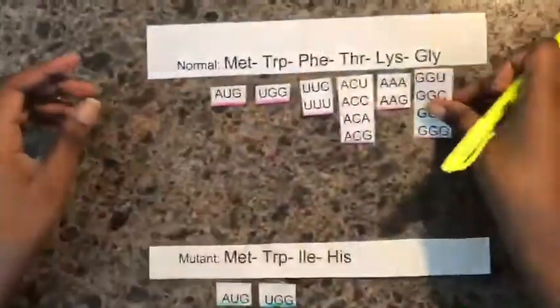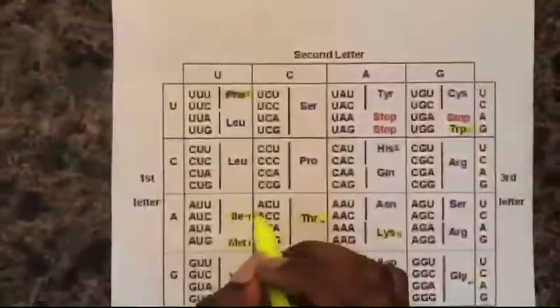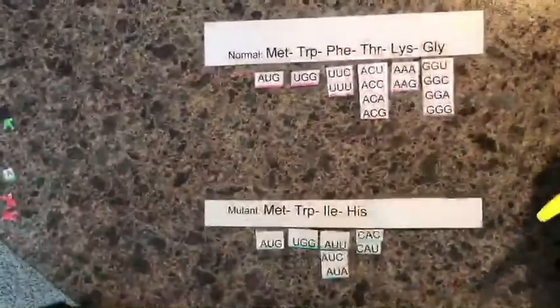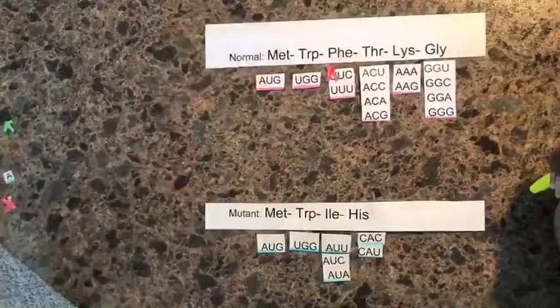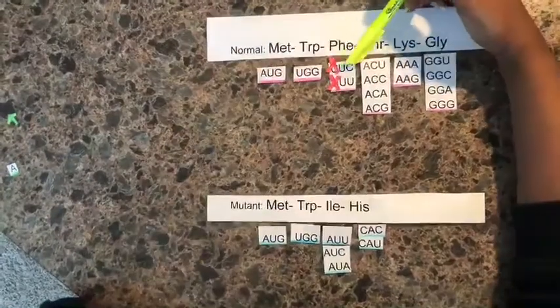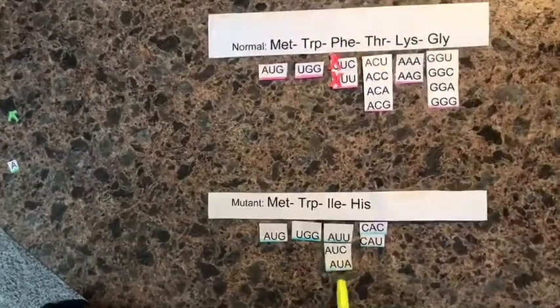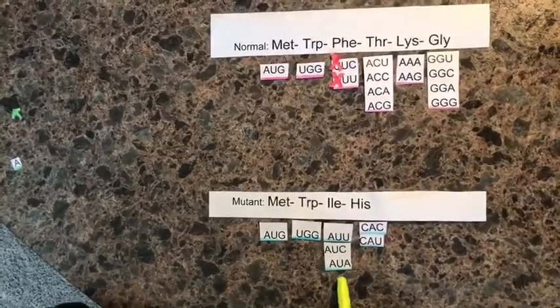to the same to our mutant. So let's see if it's a deletion. We can try to delete the U, but that will give us UC. Isoleucine has an A in front of these sequences, so a deletion would not work. So let's try an insertion of an A.